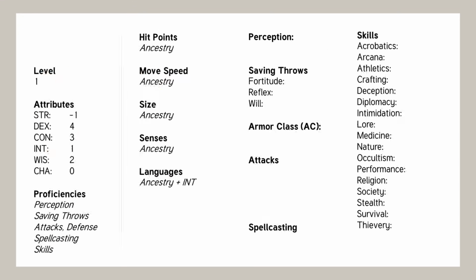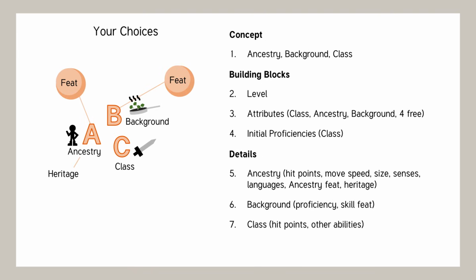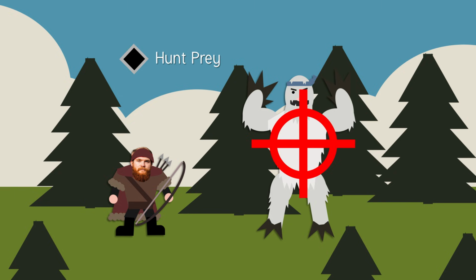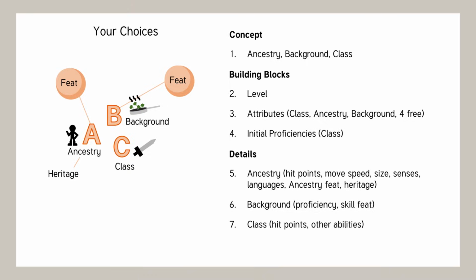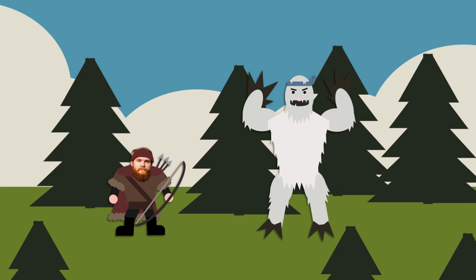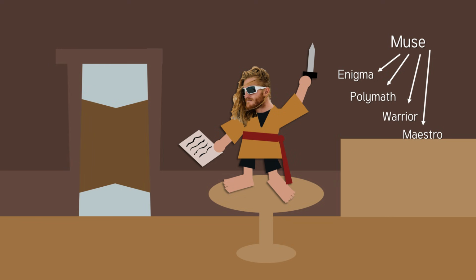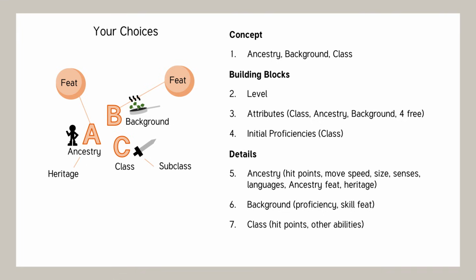Your class will give you more hit points plus your constitution, and also might give you several things that are impossible to generalize. You might get a special class ability like the ranger's hunt prey or the rogue's sneak attack. You might make another choice for a subclass like the ranger's hunter's edge, a rogue's racket, or the bard's muse, which will give you extra abilities, proficiencies, or bonuses. You might get a feat for free. You might be able to choose a class feat.